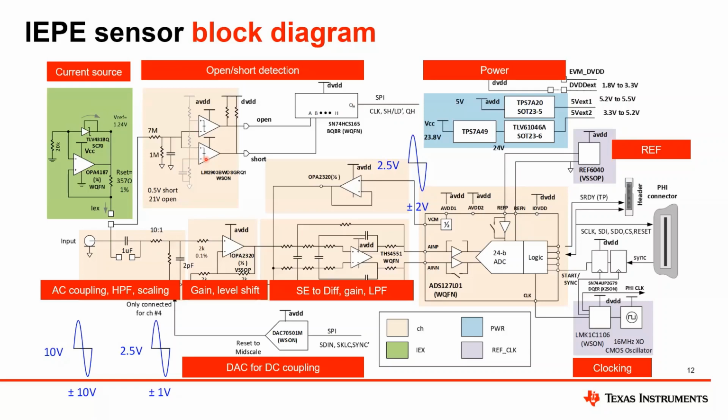We are collecting data through a shift register and sending that serially to the NPU or CPU. The high compliance current source is powered by an efficient booster, the TLV61046A, followed by an LDO, the TPS7A49, to improve the power supply rejection of the current source at higher frequency. In the next slides, we are going to talk a bit about the current source, the clocking, and the data interface.